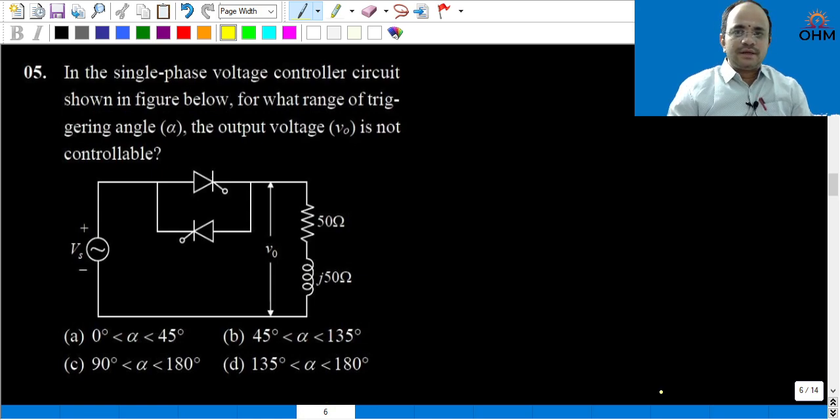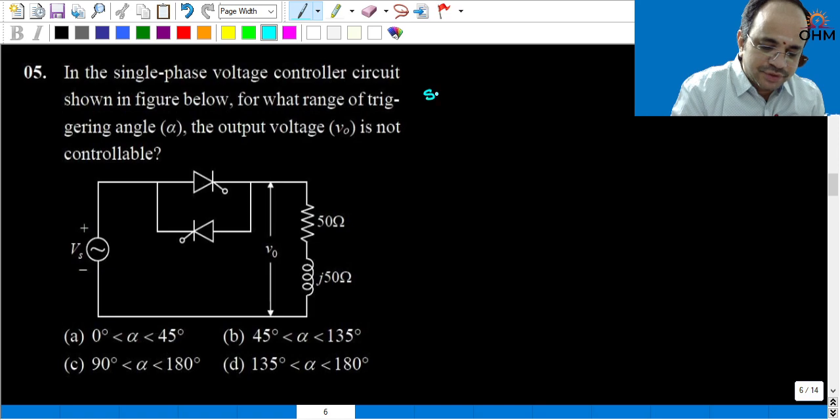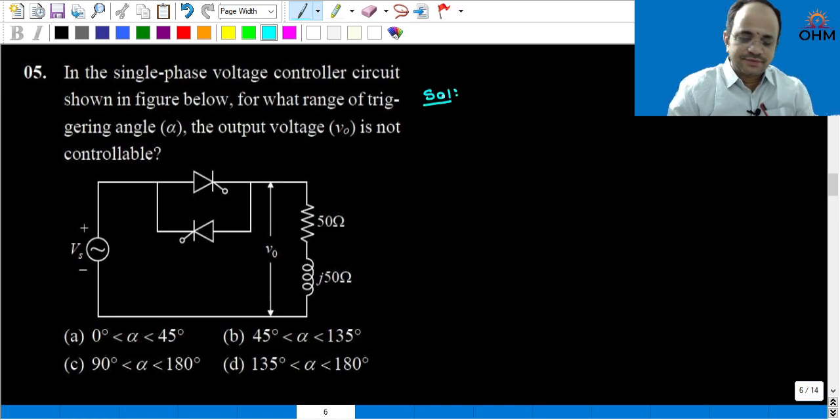Next, another question. In the single phase voltage controller circuit shown in the figure below, for what range of triggering angle alpha is the output voltage not controllable? This is a very famous question. This question in fact came from a previous GATE exam as well.